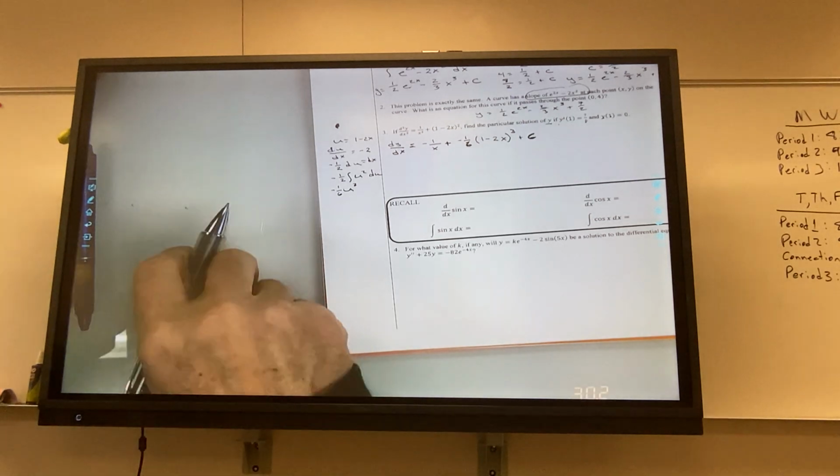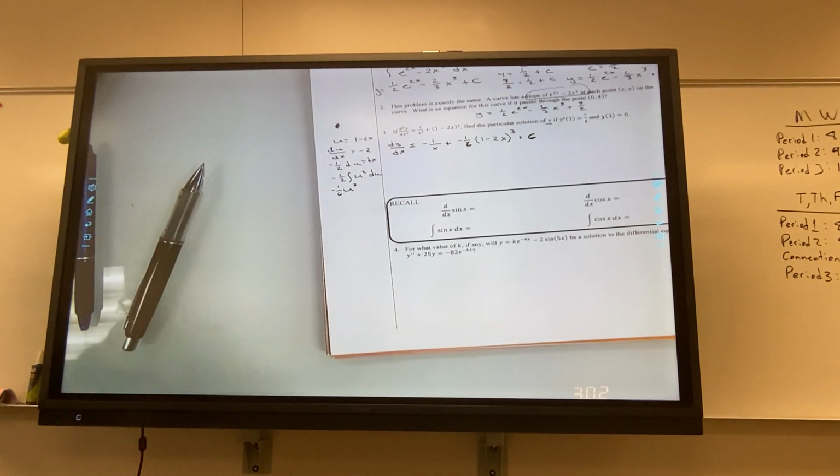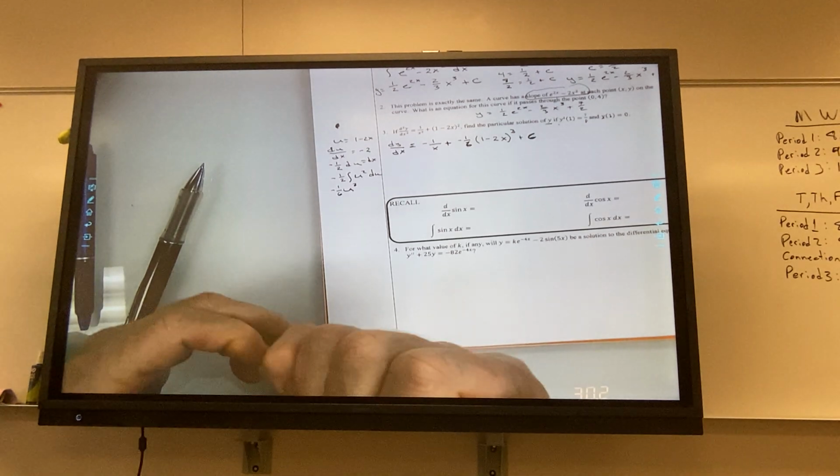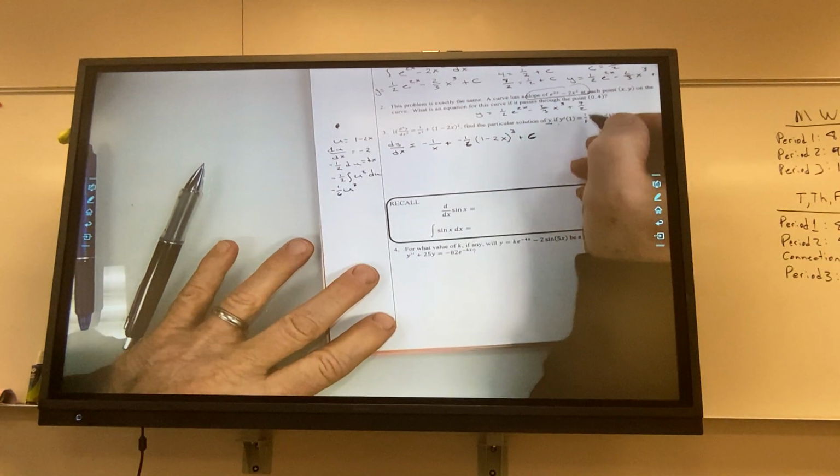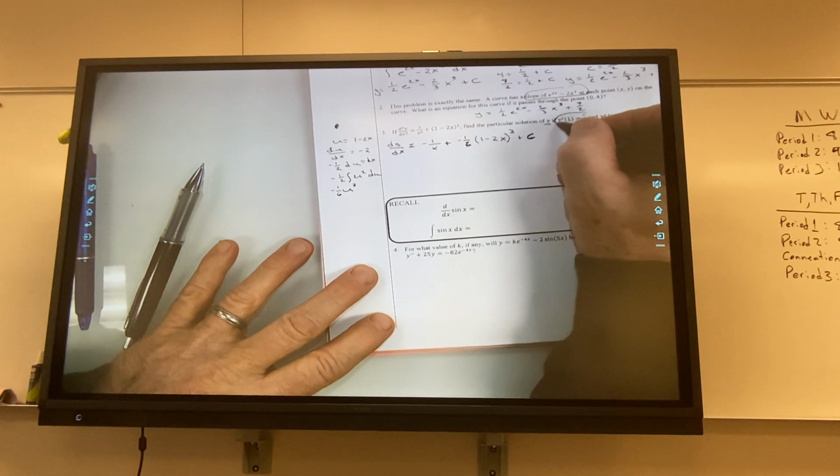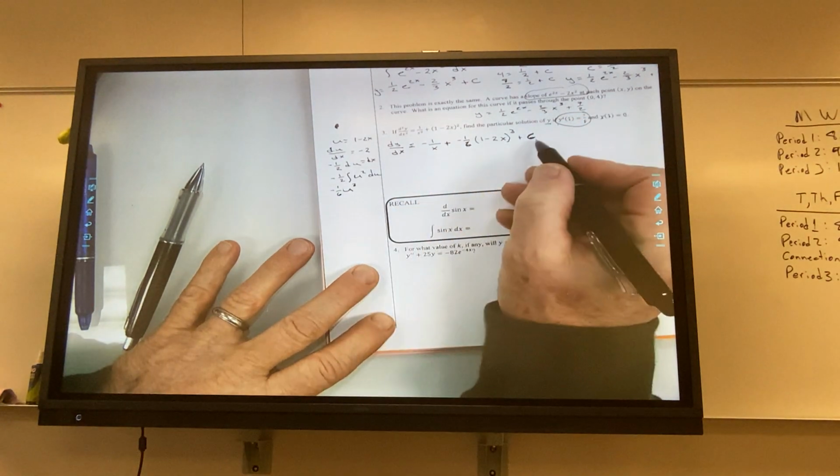Oh, I'm using the wrong pen. I was so happy because things were working well. Okay, so now we can use this information right here to figure out this c.